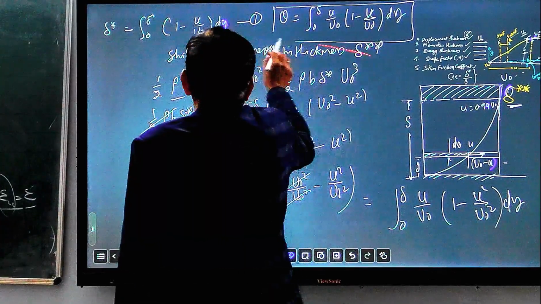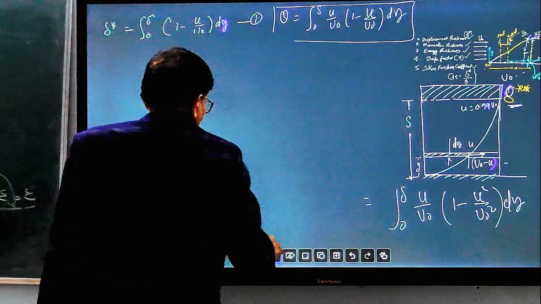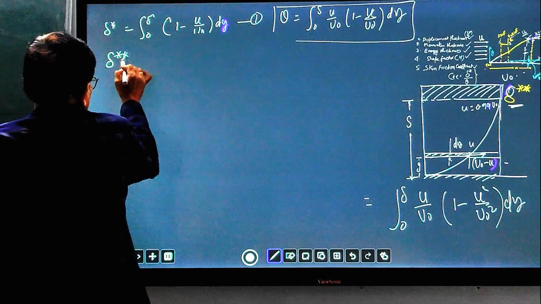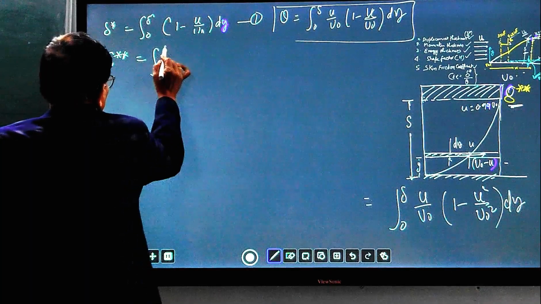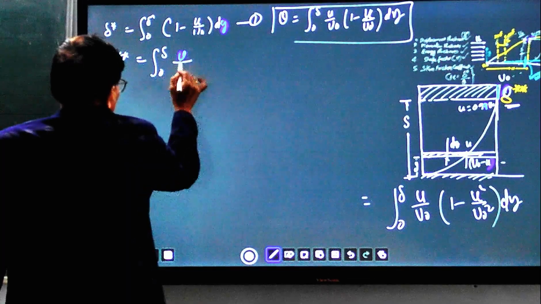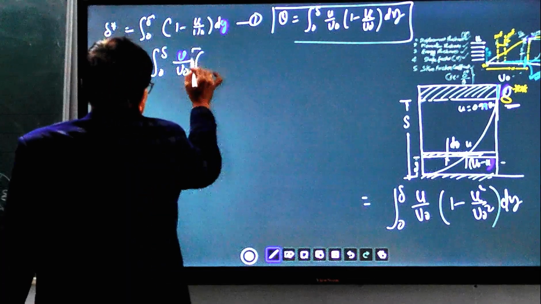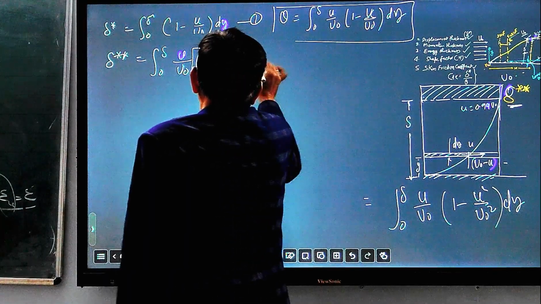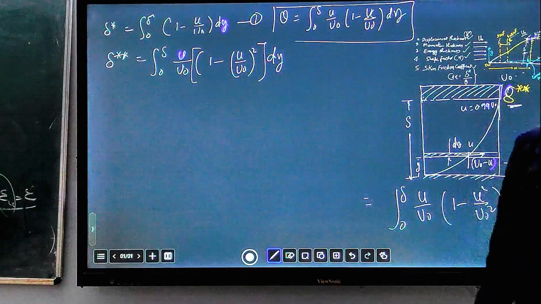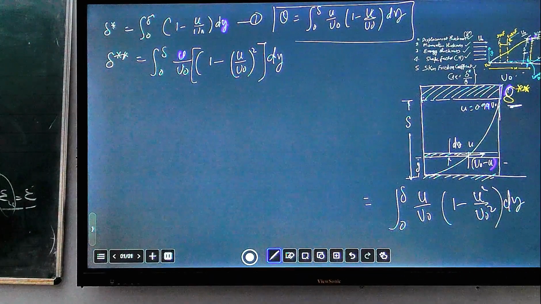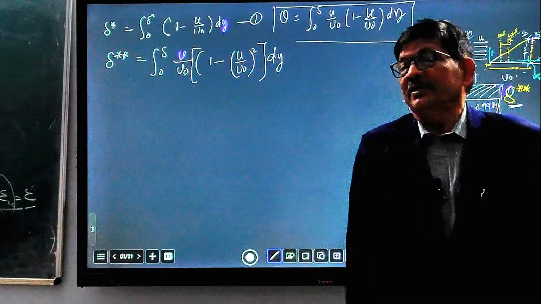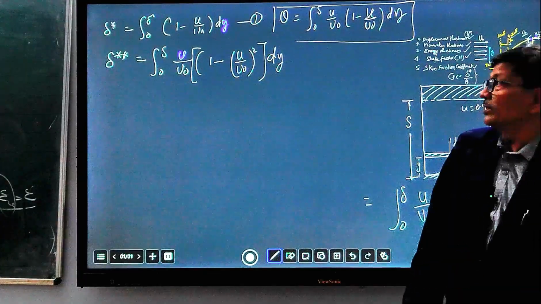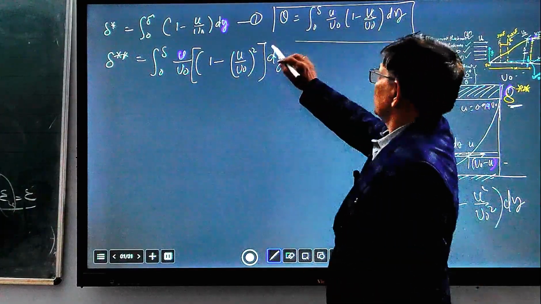So let us now write all these three equations at one place. This third one is the energy thickness. Energy thickness delta double star is equal to integral 0 to delta of u upon u naught times (1 minus u upon u naught) whole square dy. These are three very important relations, and most of the time you will find in the GATE examination and IES engineering service examination questions to find momentum thickness using these relations.